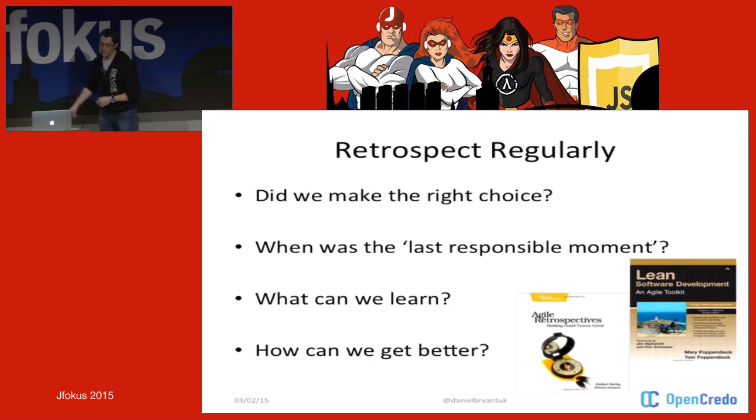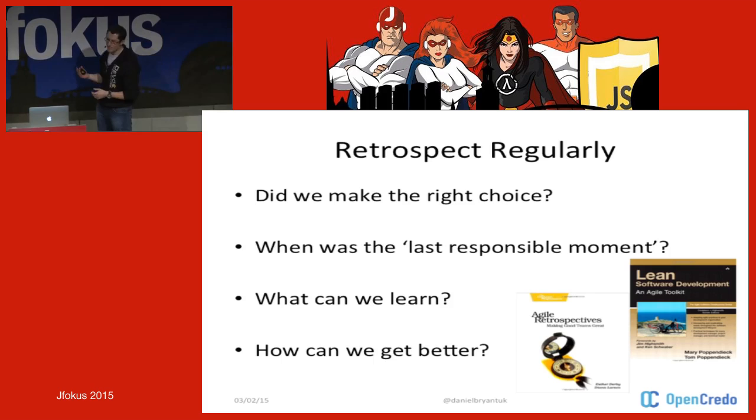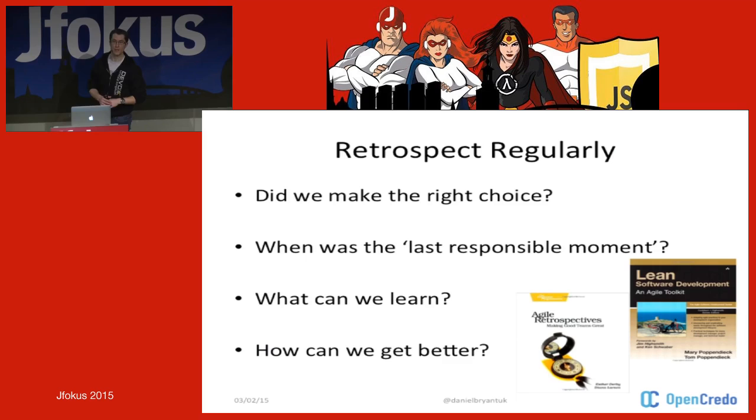So my take on how we might get over some of this is to retrospect regularly. Think, did we make the right choice as a team, as an individual? Be very honest, yeah? The current client I'm working with is really good at this. They do proper retrospectives every week, post-it notes: what have we done good, what have we done bad, what can we keep doing, this kind of thing.